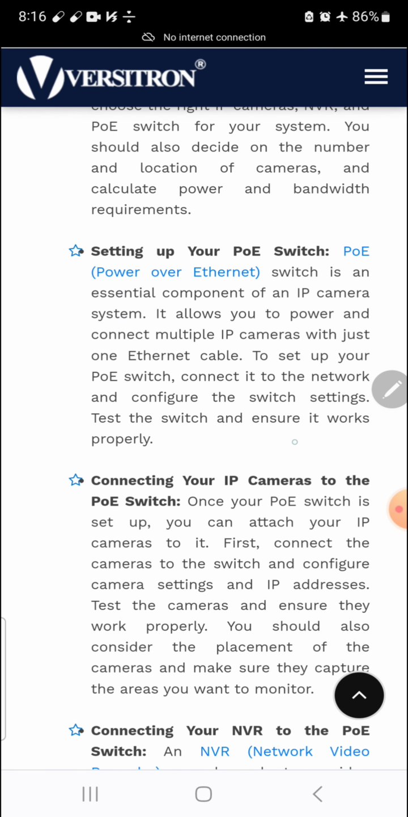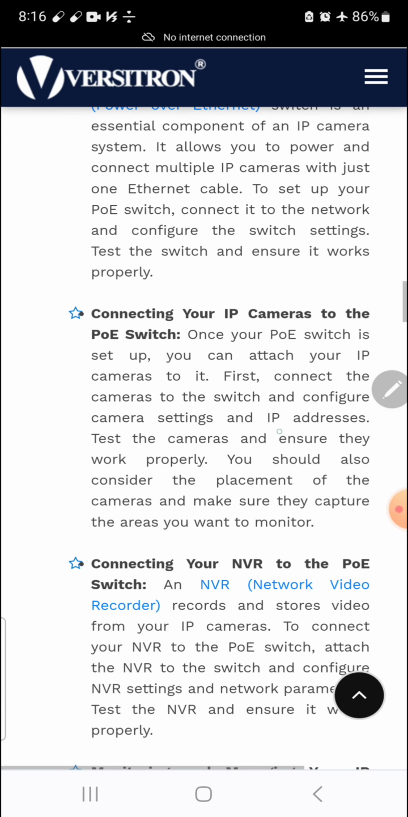Setting up your PoE switch. PoE, Power over Ethernet switch, is an essential component of an IP camera system. It allows you to power and connect multiple IP cameras with just one Ethernet cable. To set up your PoE switch, connect it to the network and configure the switch settings. Test the switch and ensure it works properly.